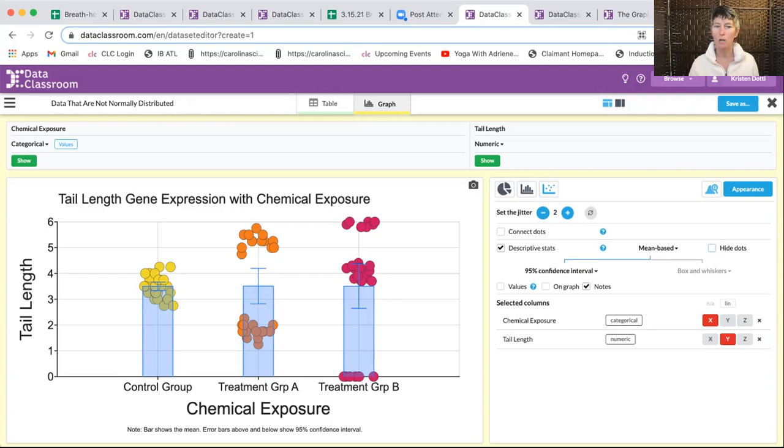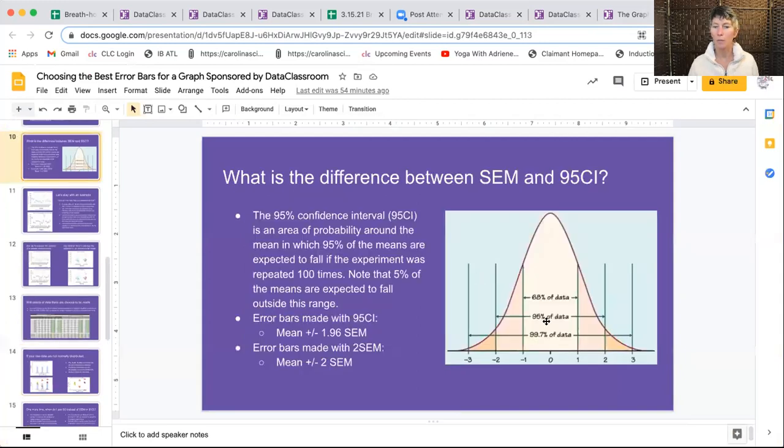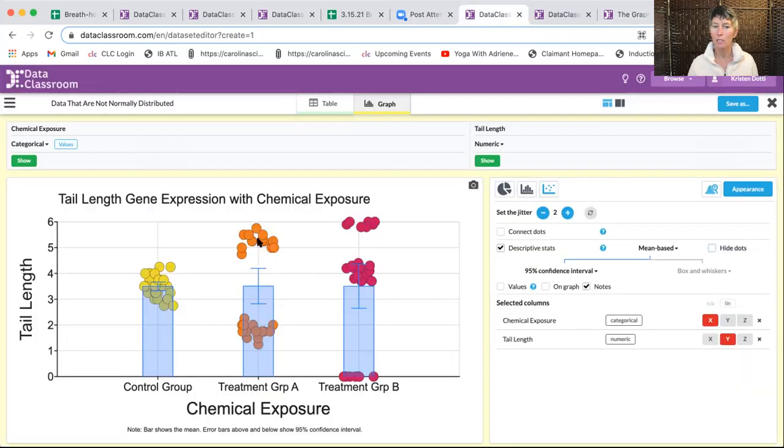Remember, our 95% confidence interval is supposed to be a predictor of multiple experimental sample groups and where the mean would fall. So as a predictor, we would expect all the means to fall within this normal distribution. But instead, what we see in our data set is that the tail length is nowhere near the mean. It is falling to a longer tail length or a shorter tail length. The reason for that is that when the data are not distributed normally, the mean is not a good description of your data.